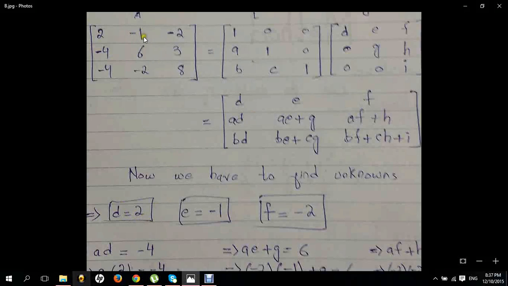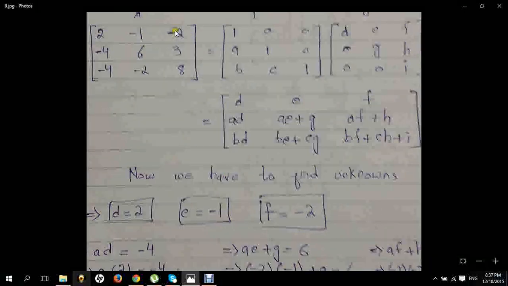The next thing you can see is that the second element of A contains minus 1, and the second element of the multiplied matrix contains E. We're gonna do the same here. So we have our value of E is equal to minus 1. Similarly, F is equal to minus 2.